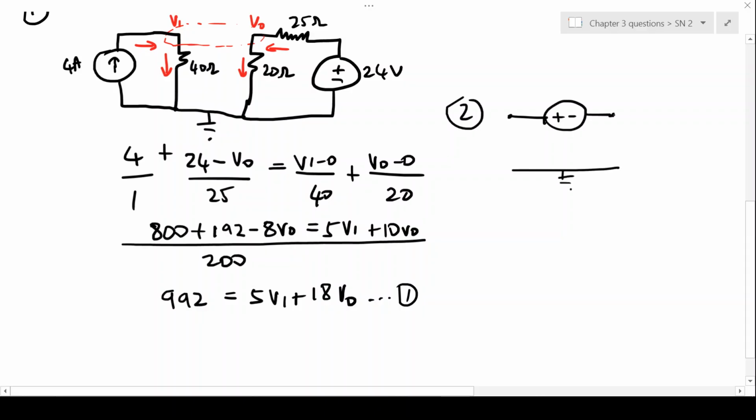Whilst for our second equation, we consider the voltage source that is forming the supernode, as well as the terminals that it's connected to. So we know this is V1, so V1 sits there, and V0 sits here.